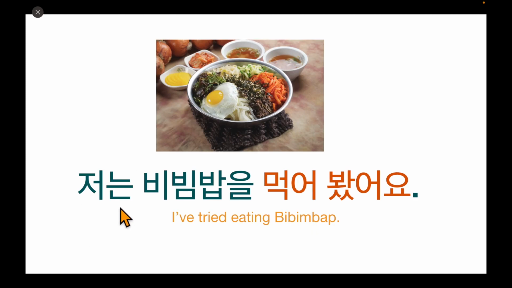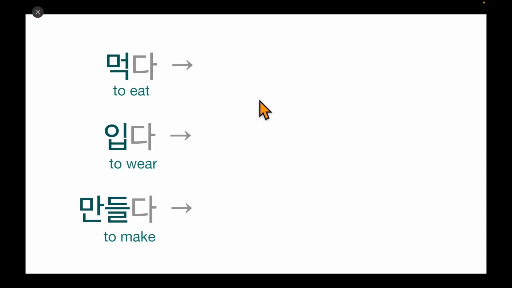For example, if you want to say you've tried eating bibimbap, you can say 저는 비빔밥을 먹어봤어요. One more time. 저는 비빔밥을 먹어봤어요. In this way, you can use 어보다 to express your experiences. Let's practice using 어보다 with a few more examples. Let's look at these verbs.